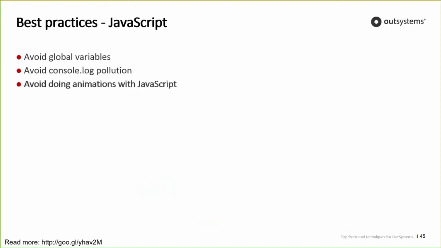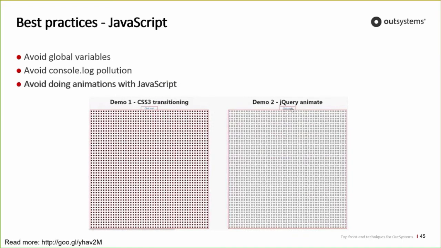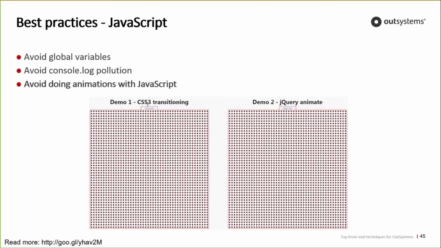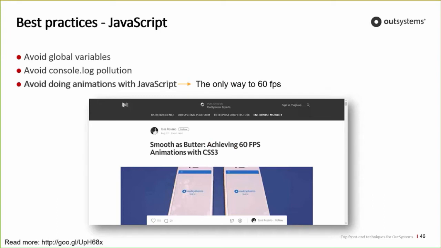Another one would be to avoid doing animations with JavaScript. And we can see here an example of an animation done with CSS3 and jQuery. As you can see in CSS3, it's very smooth, the parameterization is the same, and in jQuery, you can see that it's much more abrupt. And that is one of the reasons why you should avoid doing animations in JavaScript. Also, the only way that you have to achieve 60 frames per second is creating animations with CSS, not JavaScript. There is a very interesting article from José Rosário called Smooth as Butter, Achieving 60 Frames per Second Animations with CSS3, where he explains what CSS you need to apply and what's the best thing to do when you want to create a fluid animation that runs at 60 frames.